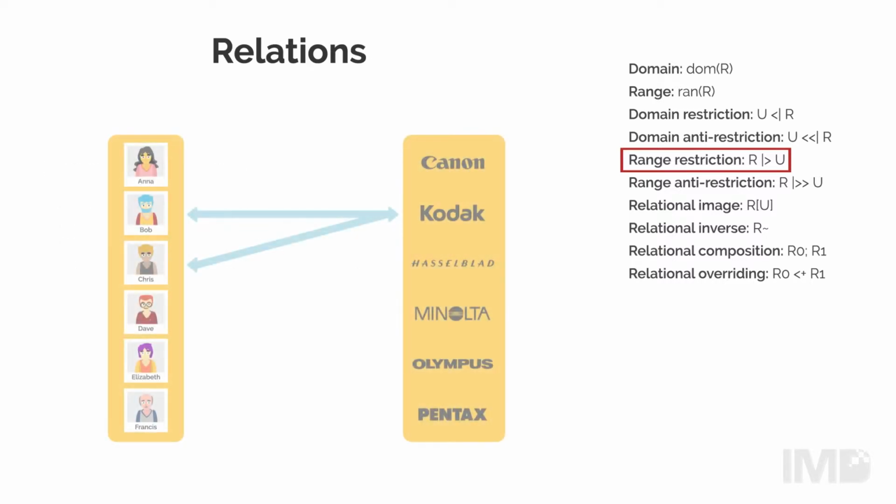In our example, if we make the range restriction of ons on the set containing only Kodak, we have the relation Bob and Kodak, Chris and Kodak, basically because those are the pairs from the original relation ons whose second element is Kodak.